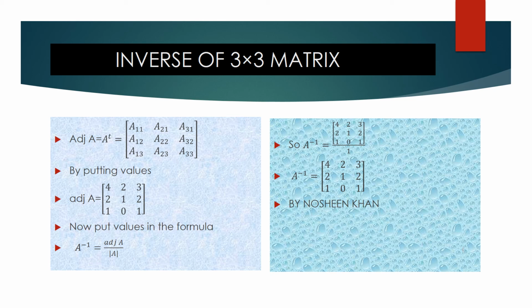Now put values in the formula. Formula is A inverse is equal to adjoint of A divided by determinant of A. So A inverse is adjoint of A, which is 4 2 3, 2 1 2, 1 0 1, divided by determinant of A, whose value is 1. So A inverse is 4 2 3, 2 1 2, 1 0 1.